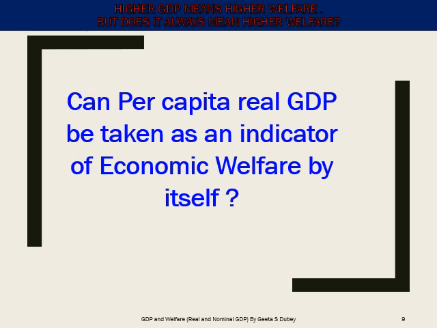Let's take an example. Industrial growth increases GDP and consequently the economic welfare. But at the same time, industrial growth may also lead to an increase in pollution and consequently a decrease in non-economic welfare. The crux of the chapter is to analyze whether per capita real GDP can be taken as an indicator of economic welfare by itself. We will analyze it on the basis of the following limitations.